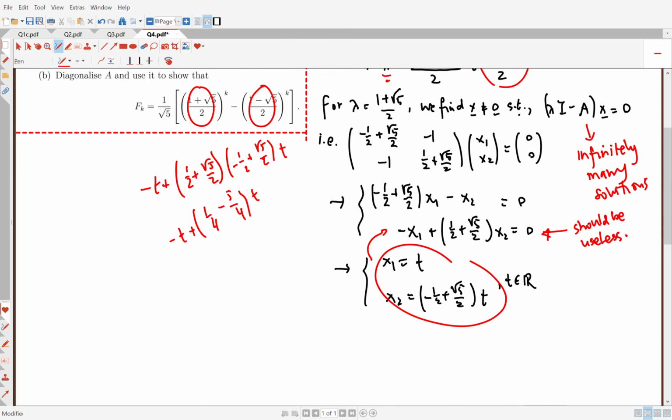Sorry, this is minus, this is plus, right? A plus b, a minus b. And this is plus 1, right? So minus t plus t is equal to 0 for any t. So this is also a solution for the second equation. Okay, so we are done. We have found this as my x1 and x2.